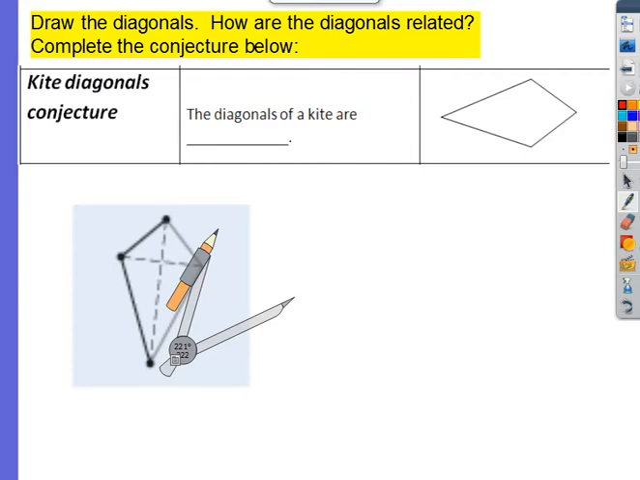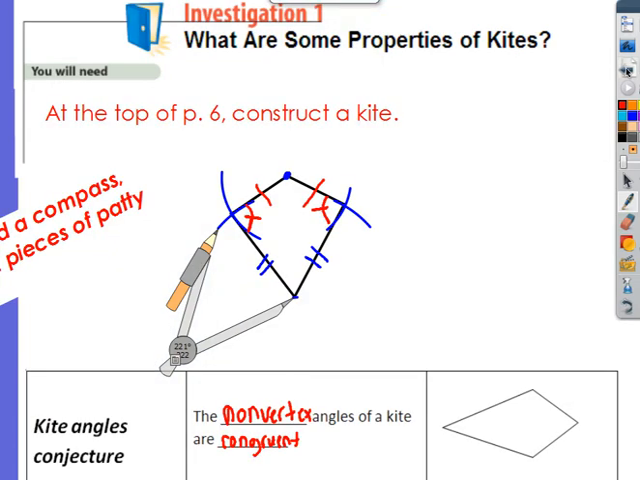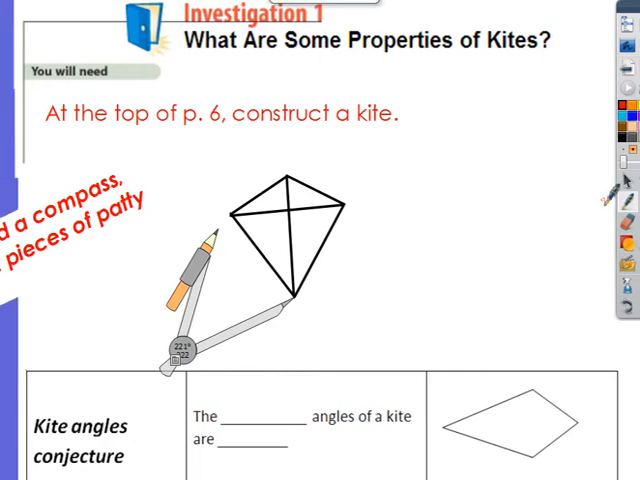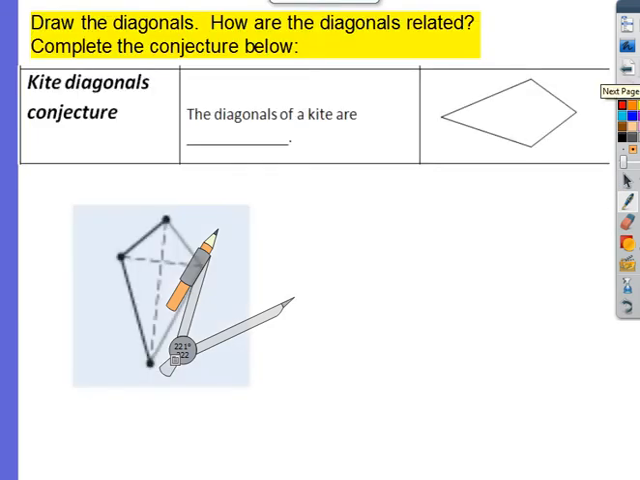The kite diagonals conjecture. The diagonals of a kite, now if you were to measure them, what you'd notice, if you were to draw the diagonals, I'm going to go back to this screen. If I was to draw the diagonals using a straight edge across, here, what I'd notice, and you can probably see, is those lines are perpendicular. So I'm going back to the screen. The diagonals of a kite are perpendicular.